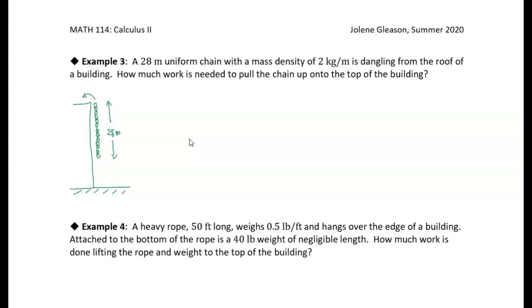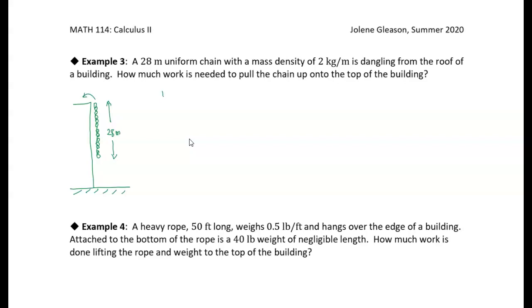So essentially the force required is going to change because the weight of the chain is being reduced, because you're taking part of the chain and putting it on the roof. So you're gradually pulling this chain up. And the amount of chain left determines the amount of weight, which is going to determine the amount of force it takes to pull the rest of the chain.